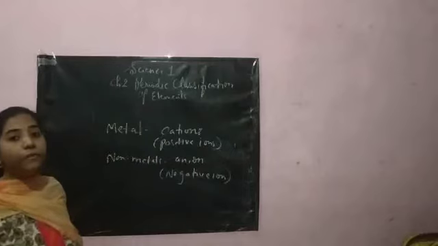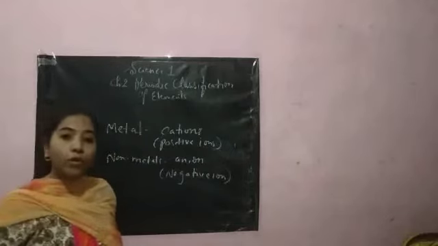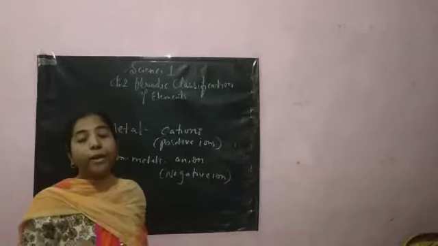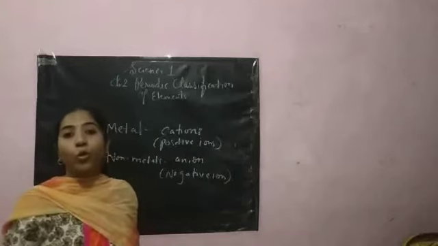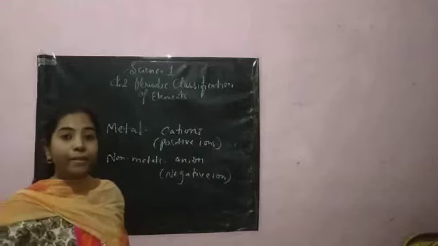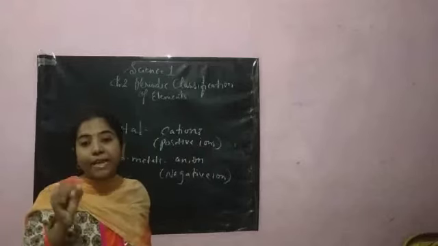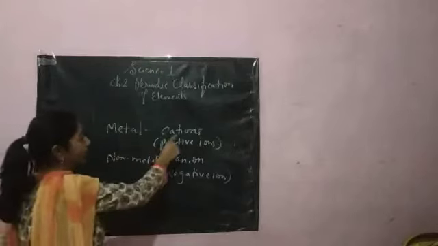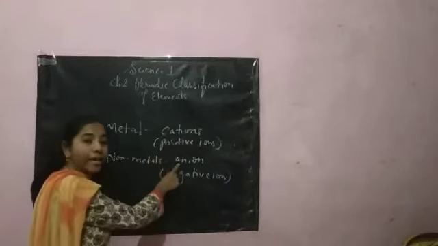And always remember, whenever the number of protons and electrons are equal, that is an atom, and an atom is electrically neutral. But when the number of protons and electrons does not remain the same, it becomes a charged atom. A charged atom is known as an ion. So a positive ion will be known as a cation and a negative ion will be known as an anion.